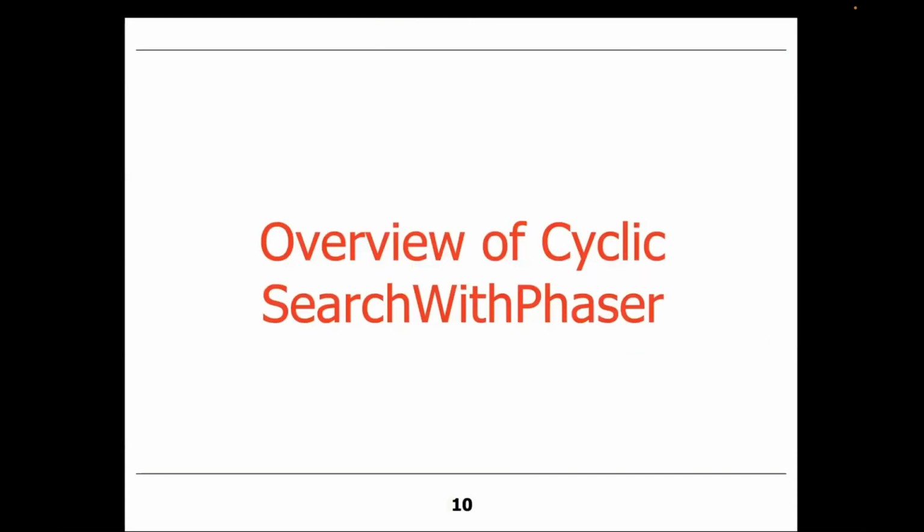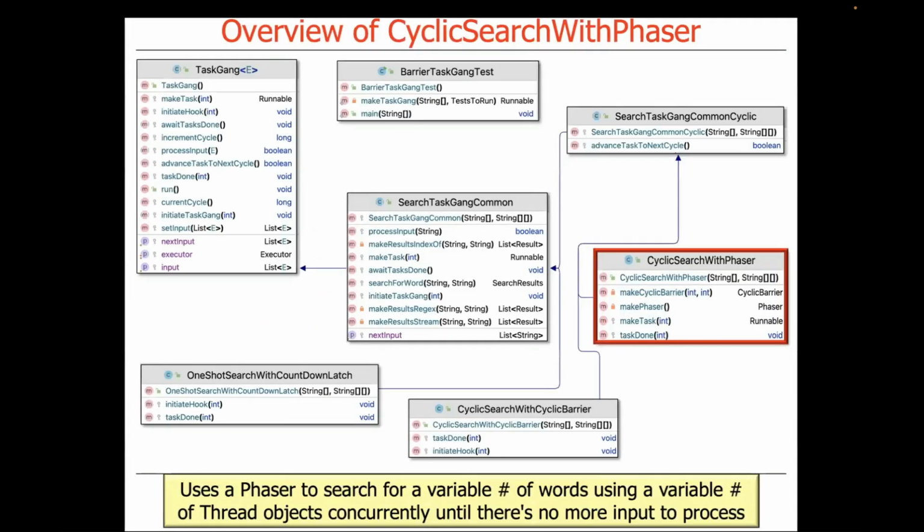So let's talk about the CyclicSearchWithPhaser implementation, which uses a Phaser to search for a variable number of words using a variable number of thread objects concurrently until there's no more input to process. The key theme here is variable number. Previously, we had a fixed number. Now we have a variable number.